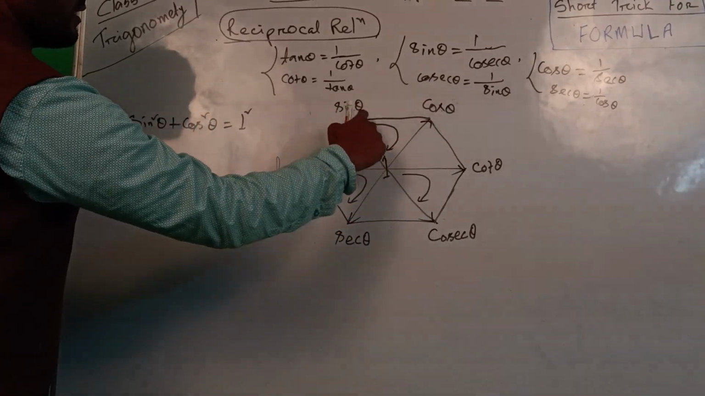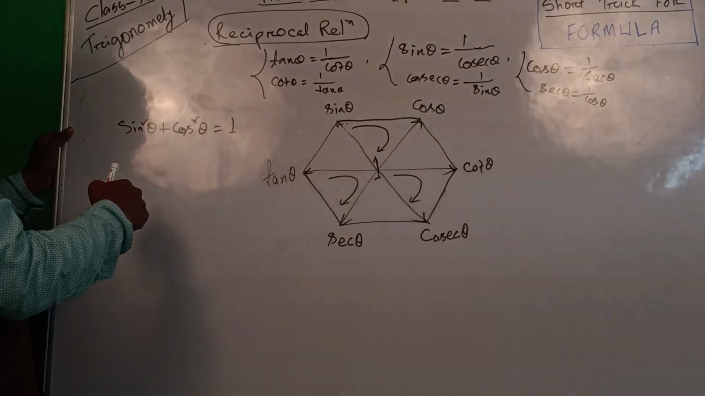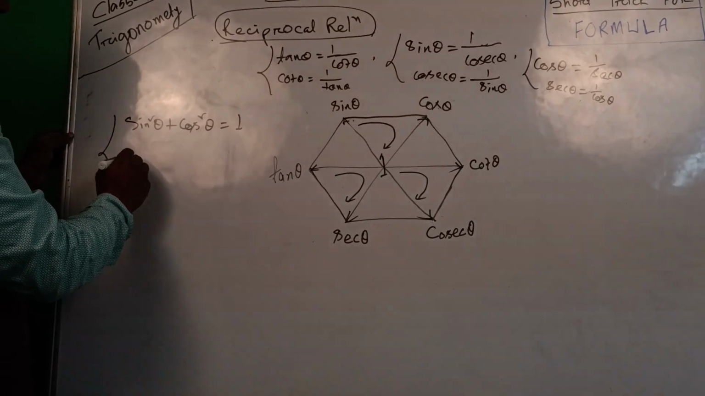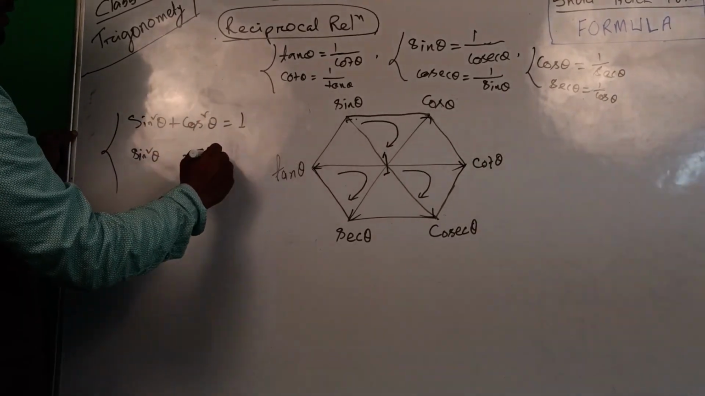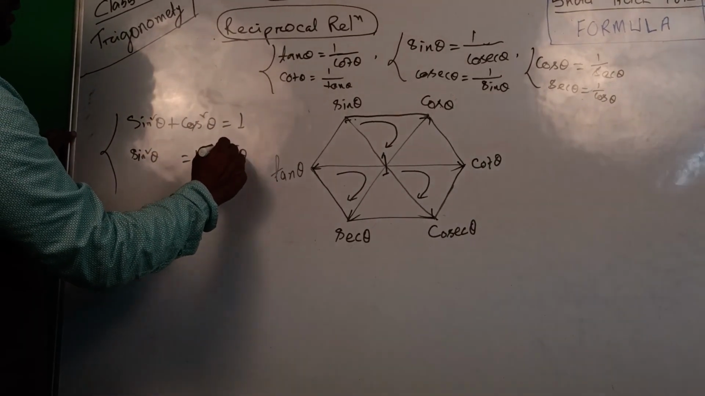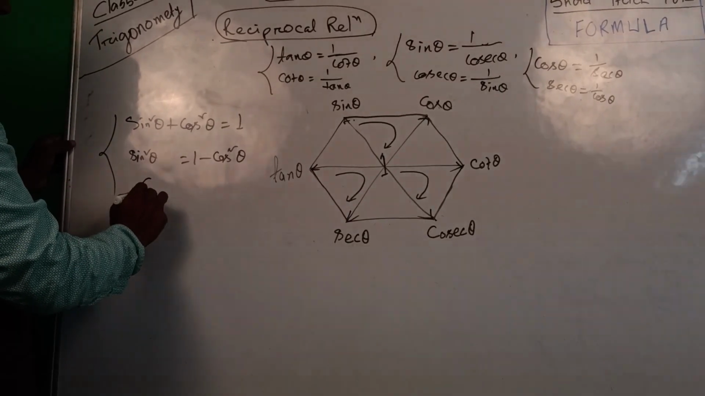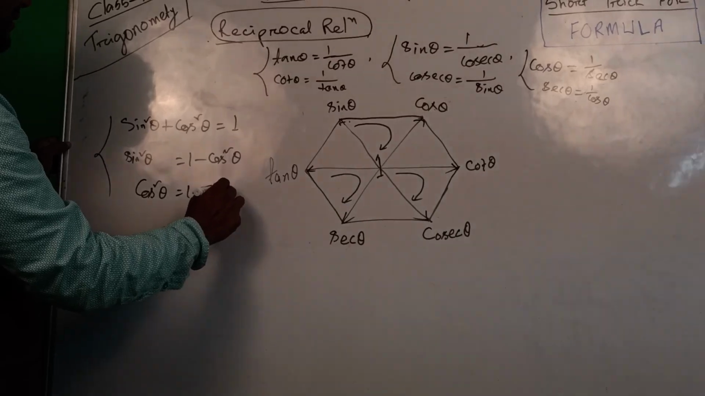sine cos 1, this arrow mark. 1 square, if we do that, okay, sometimes needed, sometimes no need. So from here two more formulas will come. If we keep sine this side, equal to 1 minus cos square, this square will come, identity relation. Next, if you keep cos on the left side, it is 1 minus sine square.